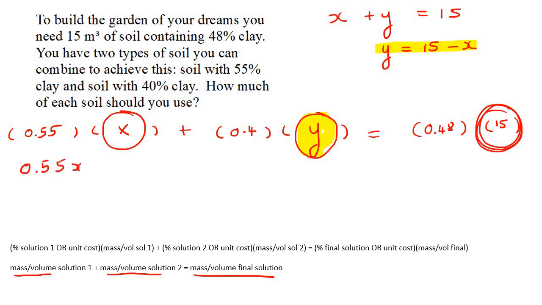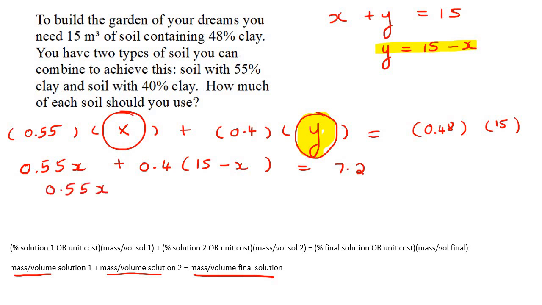So this would be 0.55x plus 0.4, and then in brackets we're going to replace the y with 15 minus x, because we said that y is the same as 15 minus x, so we can just use that instead. And then these two we can just multiply along, and that's 7.2. Now we just need to distribute the 0.4 into the bracket. So 0.4 times 15 is 6. And then we multiply it there, so it becomes minus 0.4x equals 7.2.